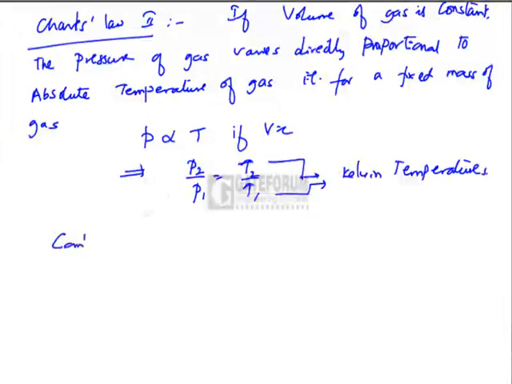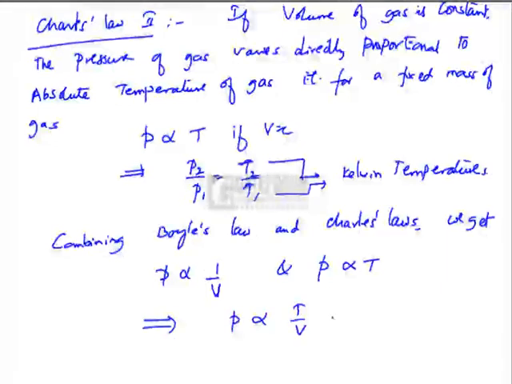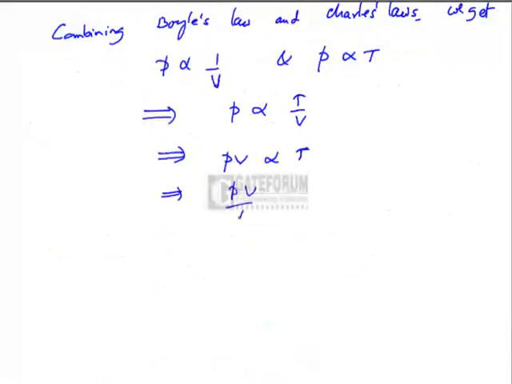Now, combining Boyle's law and Charles laws, we get P is directly proportional to 1 by V. This is Boyle's law. And P is directly proportional to absolute temperature of the gas, which is Charles law. Mathematically, it can be written as P is directly proportional to T by V, or PV product is directly proportional to the absolute temperature of the gas, or PV by T is a constant for fixed mass of gas.